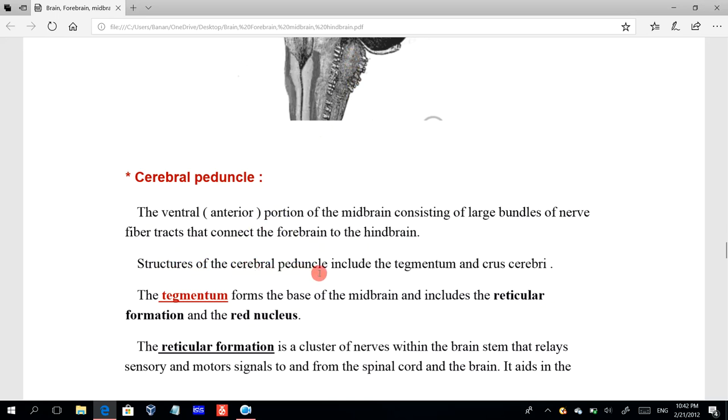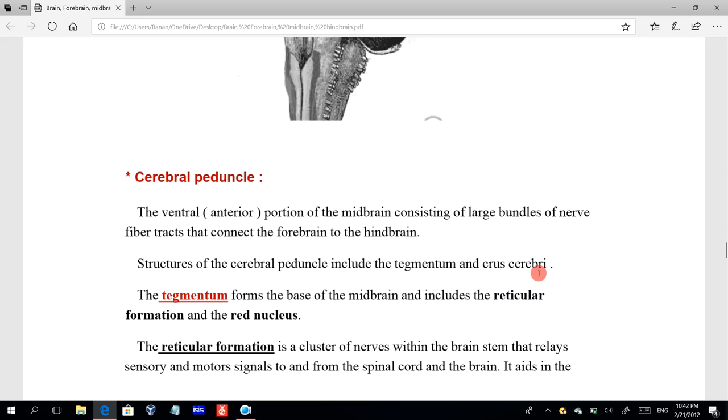Structures of the cerebral peduncles. Structures of the cerebral peduncle include the tegmentum and crus cerebri. It includes two structures: the tegmentum and the crus cerebri. What are these two structures? The tegmentum forms the base of the midbrain and includes two things. It includes the reticular formation and the red nucleus.